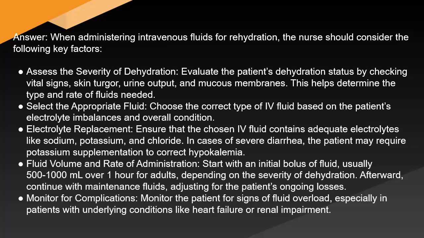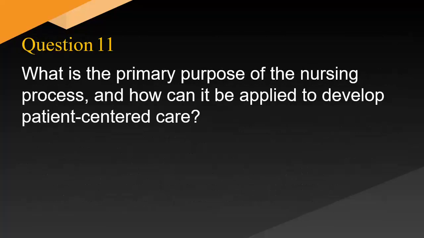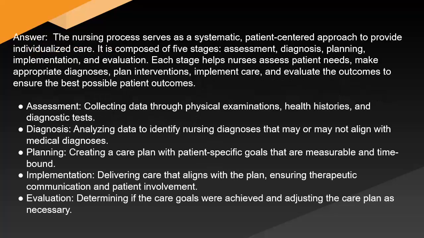What is the primary purpose of the nursing process and how can it be applied to develop patient-centered care? Answer: the nursing process serves as a systematic, patient-centered approach to provide individualized care. It is composed of 5 stages: assessment, diagnosis, planning, implementation, and evaluation. Each stage helps nurses assess patient needs, make appropriate diagnoses, plan interventions, implement care, and evaluate the outcomes to ensure the best possible patient outcomes.